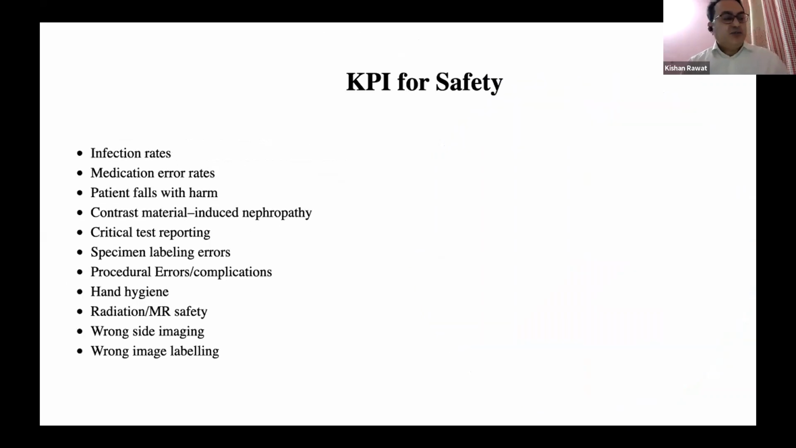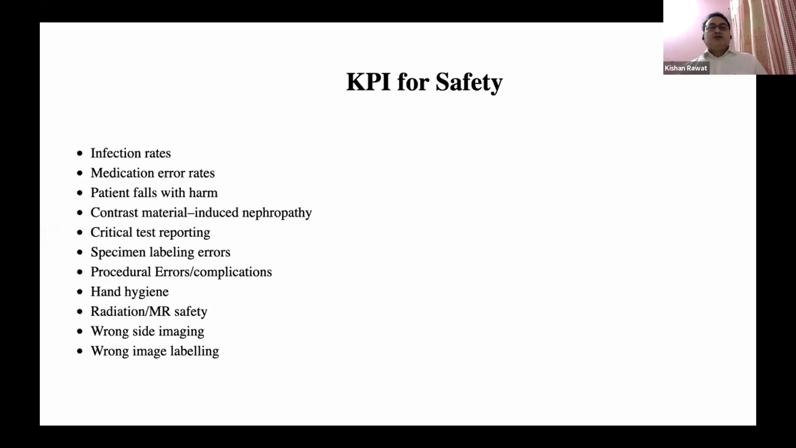So what are the KPIs for safety? So these are some KPIs for safety: infection rate, medication error rates, patient falls with harm, contrast-induced nephropathy, critical test reporting, specimen labeling, procedural errors, hand hygiene, radiation and MR safety, wrong side imaging. Like a physician asked for the right foot imaging, we have done the left foot. So these all should be recorded.